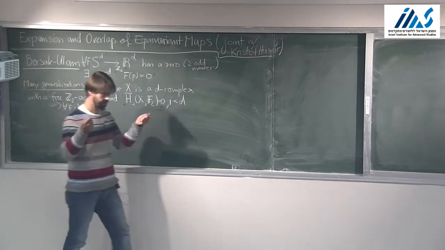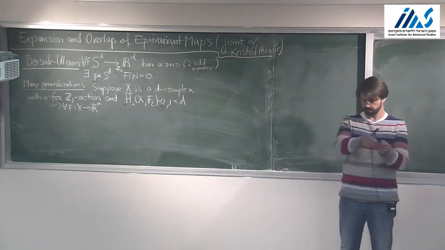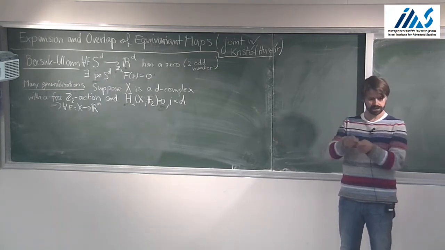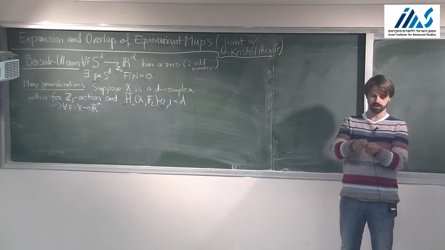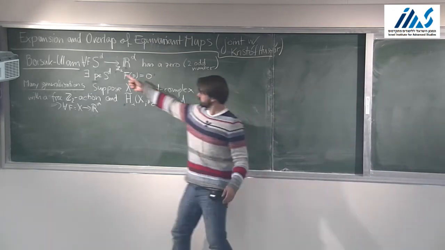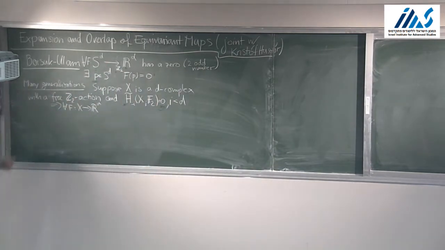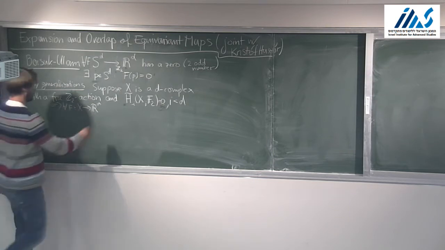A free action just means that you have a symmetry on your space that maps any given point to some other point, nothing is mapped to itself, and if you apply the symmetry twice, you get the identity. Like the antipodal map here, but I will mention some examples in a while.